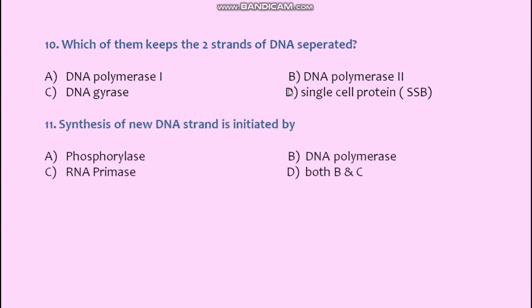Next question. Synthesis of new strand of DNA is initiated by phosphorylase, DNA polymerase, RNA primase, D, both B and C. So here it is asking who initiates DNA synthesis. DNA polymerase can only polymerize the synthesis of DNA and cannot initiate. Basically the synthesis of the DNA strand is initiated by RNA primase, which forms an RNA primer, and it provides a 3' end with a hydroxyl group from where DNA polymerase starts DNA synthesis. So our correct option for this question is C, RNA primase.